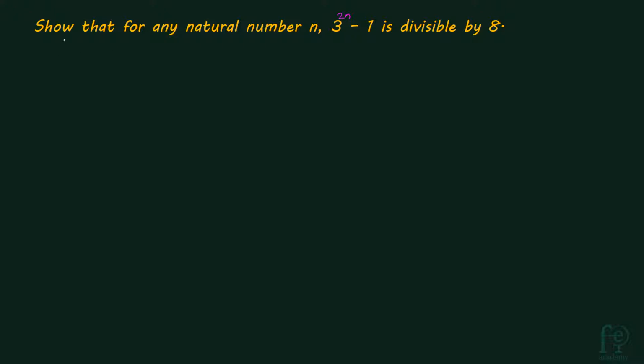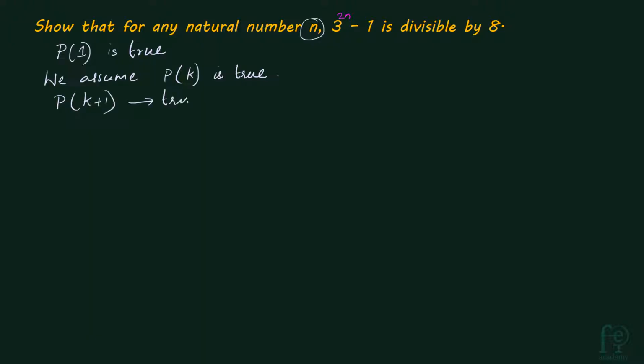So the basic principle of mathematical induction is that any statement is true for any natural number n if it satisfies two conditions. One is P of 1 should be true. Okay. So P of 1 is true. Then second thing is we assume P of k is true. If we assume P of k is true, P of k plus 1 also should be true. Then we can conclude that this P is true for any natural number n.